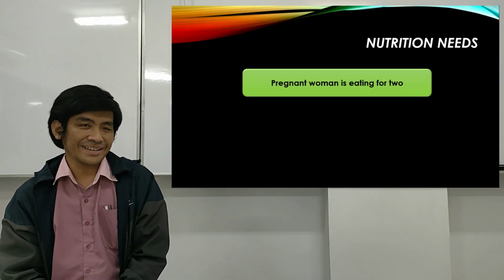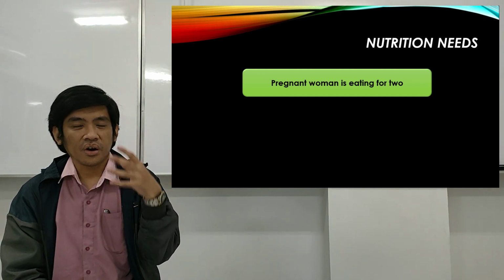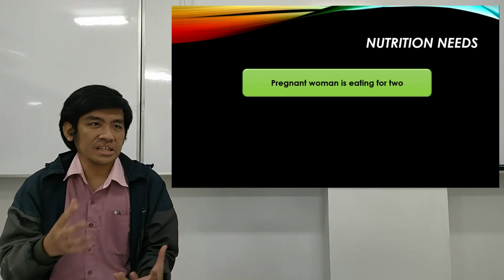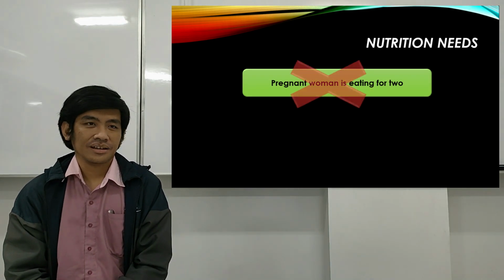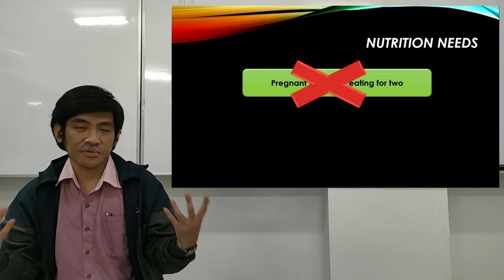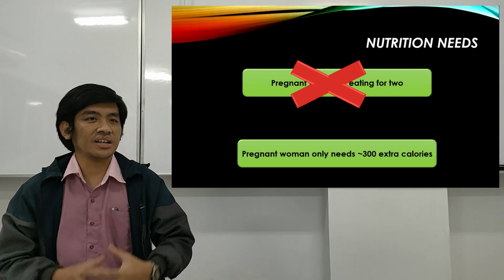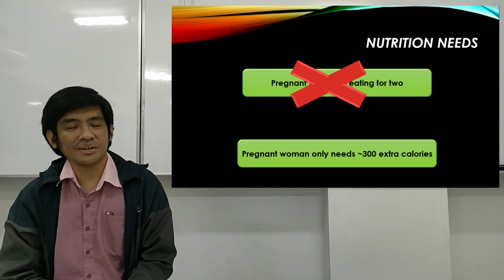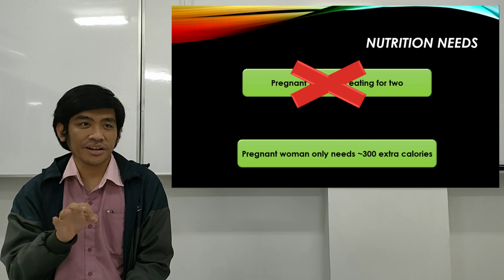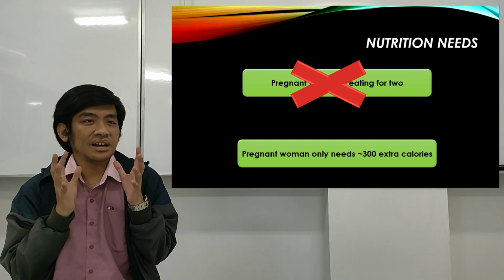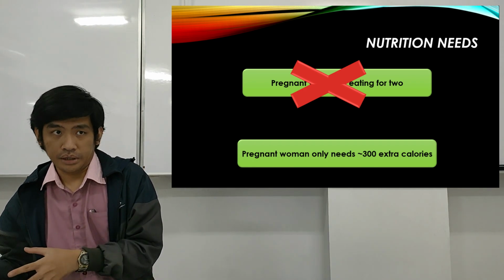Nutritional need-wise, the expression "pregnant women are eating for two" encourages many to eat twice the amount of food needed during pregnancy. This will lead to excessive weight gain. Actually, pregnant women need only about 300 extra calories daily. It should be emphasized that pregnant women should be on high quality nutrition, not just more calories.